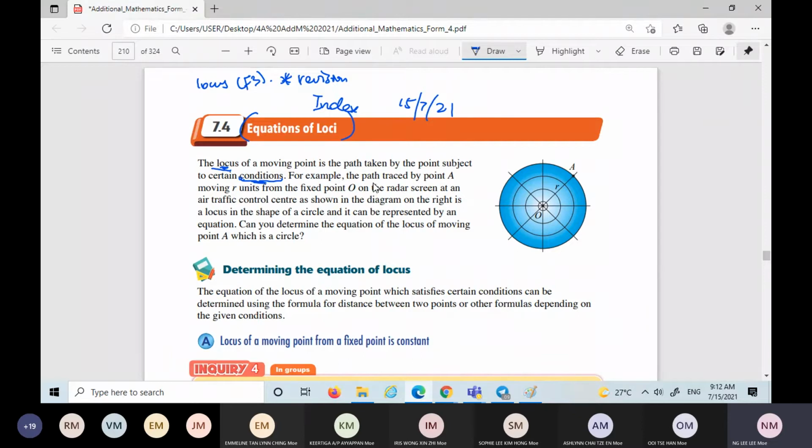During Form 3, you were learning maybe to draw the locus. You also learned that they give you the condition and you have to know what type of locus it is, but you didn't learn what the equation of the locus is. So for Form 4 Add Maths, you are going to learn the equations of the locus. So we continue.